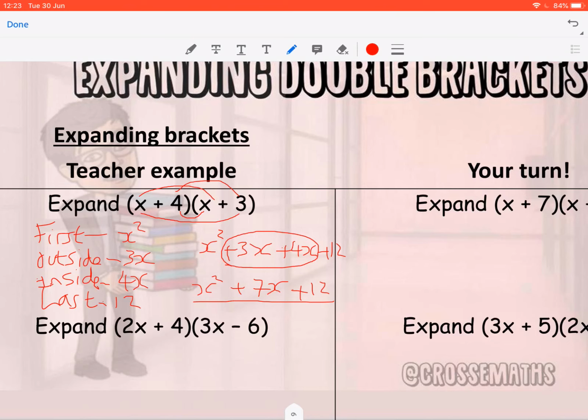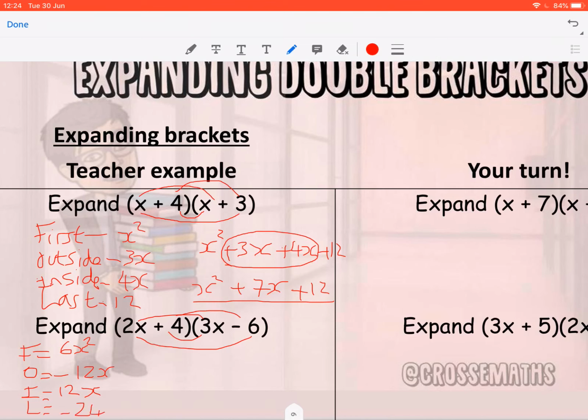Now I'm going to do the same thing for the bottom. I'm going to use FOIL again, but I'll just write the word FOIL, because hopefully we know what it means now. First two, 2x and 3x. 2x times 3x is 6x squared. Outside edges, minus 6 and 2x, is minus 12x. Inside edges, 4 and 3x, is positive 12x. And last two numbers are 4 and minus 6, which is minus 24.